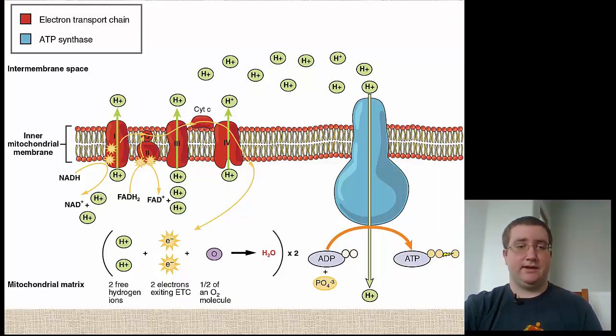So we can see this is the actual diagram for the electron transport chain. We can see here these proteins that are in this membrane. The electrons are being passed along.